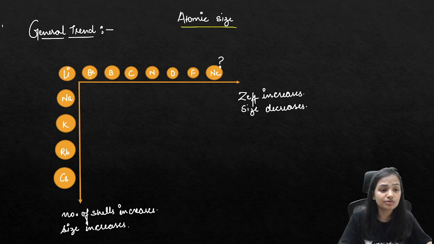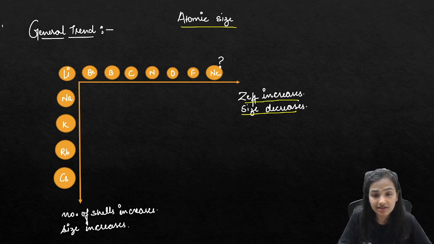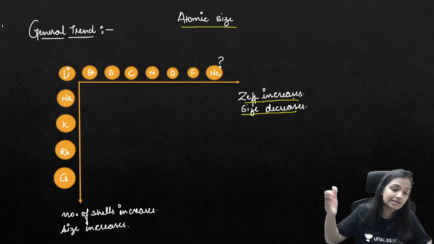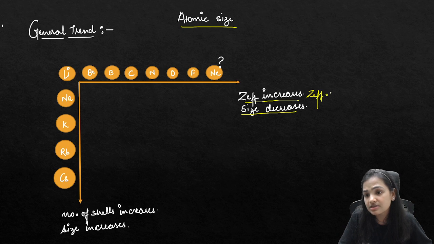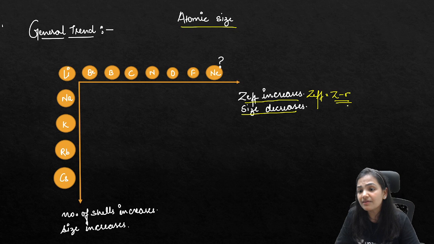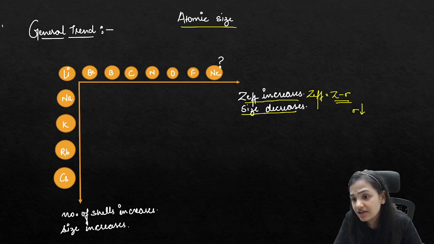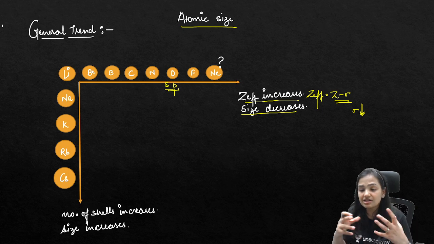When you go from left to right in the period, you will find that the size decreases. Why does the size decrease? Because the Z effective increases. Why does the Z effective increase? Of course, as the nuclear charge increases, as I told you, Z effective is equal to Z minus sigma. Okay, so here the sigma value is very low, no? So if you are going from left to right, here the sigma value is very low. So when the sigma is very low, the shielding is low, because here we do have only s and p orbitals.